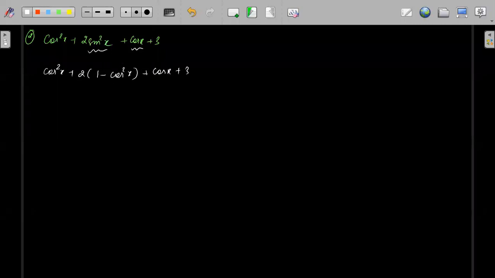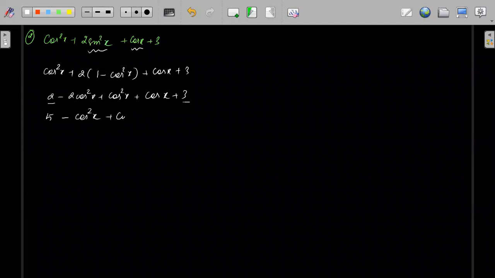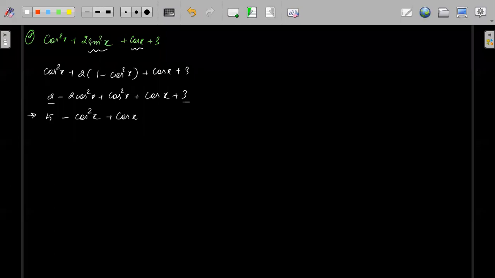Everybody understood this? So what we will do, we will do 2 minus 2 cos square x plus cos square x plus cos x plus 3, right? So this is 2 plus 3, this will be 5. 5 minus cos square x plus cos x. Till here, I hope everything is okay. I've done nothing, just converted sine square x into 1 minus cos square x, and I have done the plus minus, that's it. Hai na?